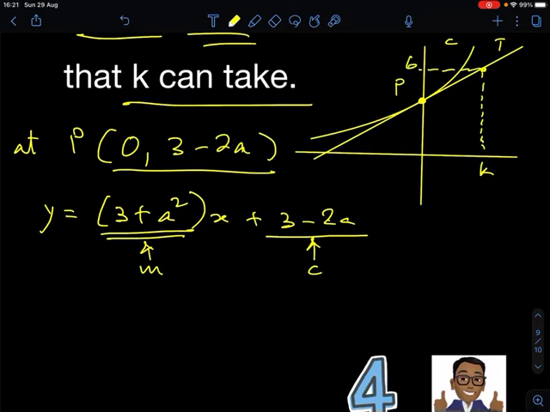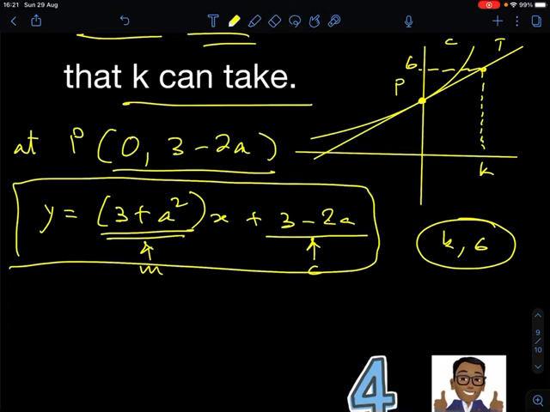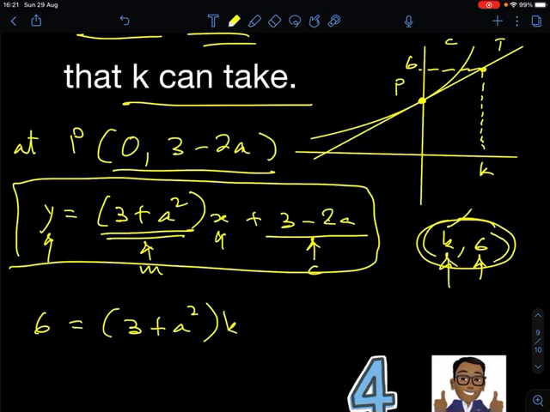We're going to substitute the (k, 6) into the equation of the tangent. We use this coordinate to substitute into the equation of the tangent. Alright, so 6 is your y, so 6 equals (3 plus a squared) k. Because why k? Because x is k, isn't it? Substitute in this coordinate, right? Okay, so that's your k plus 3 minus 2a.